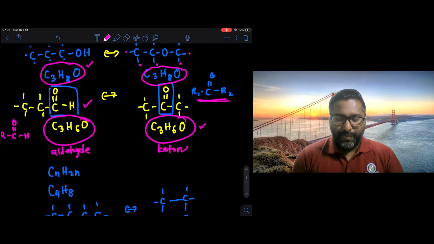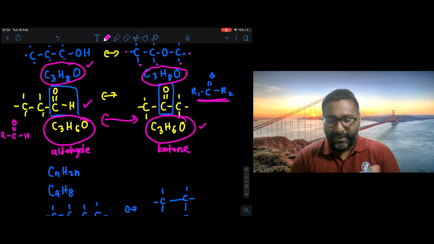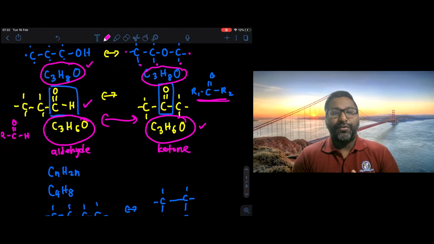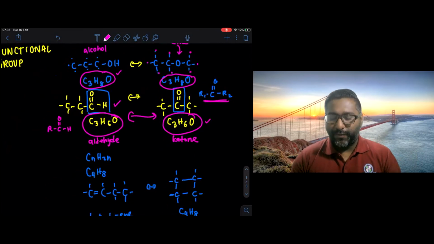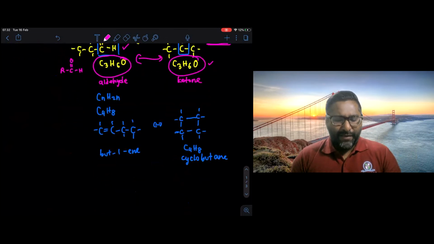So we can just say that, having the same molecular formula but different structure in terms of functional group, this is going to be a functional group isomer. So we can also have another example.